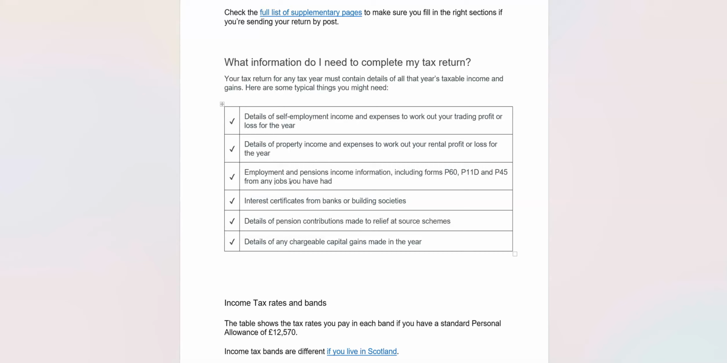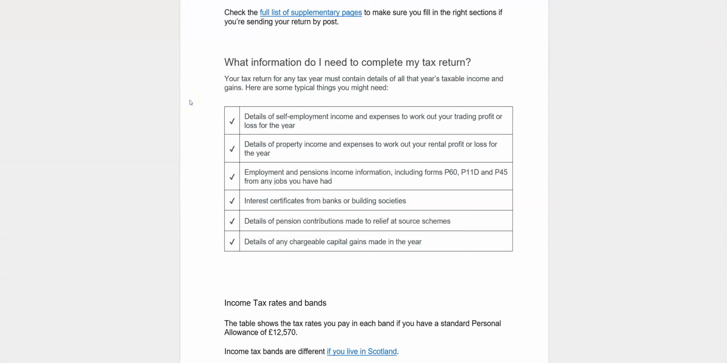The next one we have here is detail of the property income and expense. If you have a property, then you need to look at how much was the income and how much was the expense. Normally the expense includes, for example, the agency fee or any repair and maintenance. So this sort of expense you need to deduct. We can actually show you how it works in the next section.